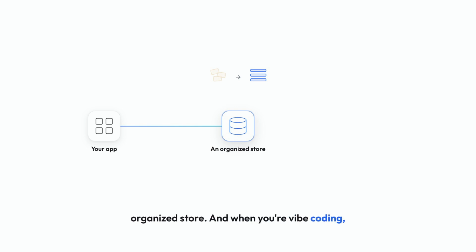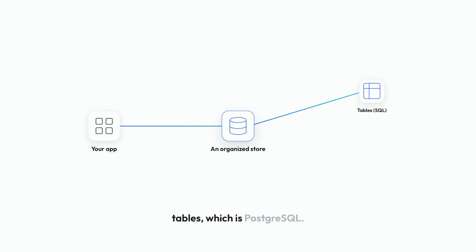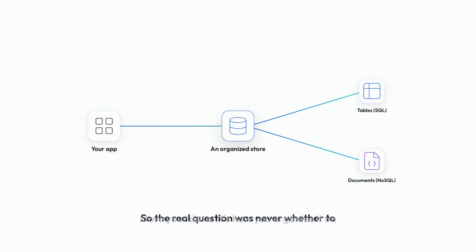And when you're vibe coding, the AI makes that organizing decision for you. Pick Supabase, and it lays your data out in tables, which is PostgreSQL. Pick Firebase, and it stores it as documents. So the real question was never whether to store your data, it's how you organize it on the way in. And that is exactly where the road splits in two.